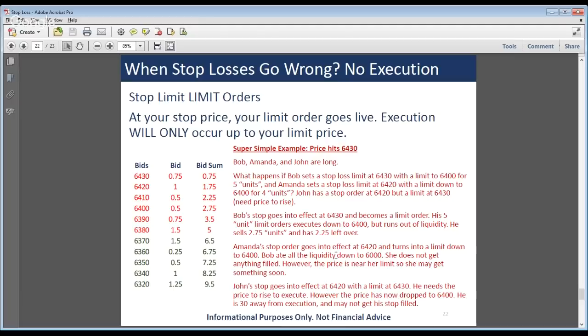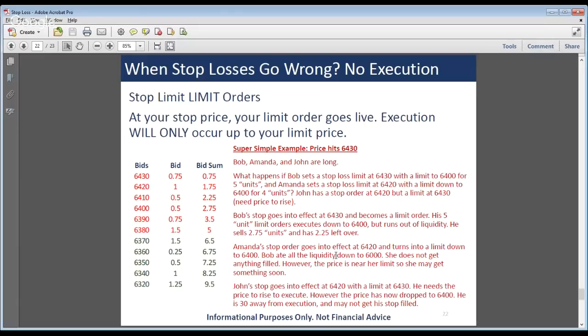So what happens at 64.30? Immediately Bob's stop goes into effect first, and his becomes a limit order. His limit is actually going to execute all the way down to 6,400, but he runs out of liquidity. There's not enough to be sold down there. So he only sells 2.75 Bitcoin and has 2.25 left over in his wallet, his exchange, or wherever he's storing at this point.